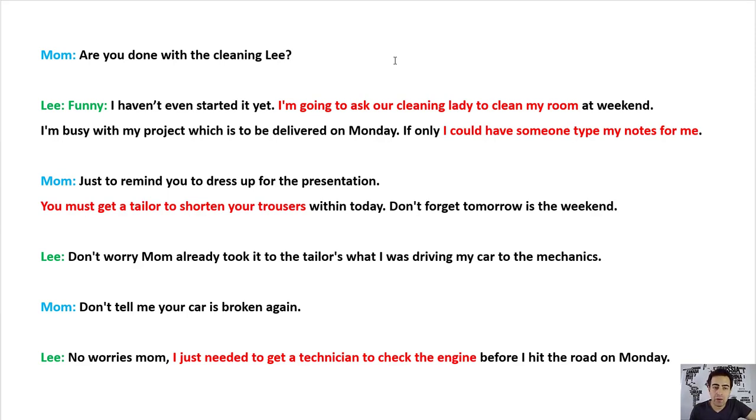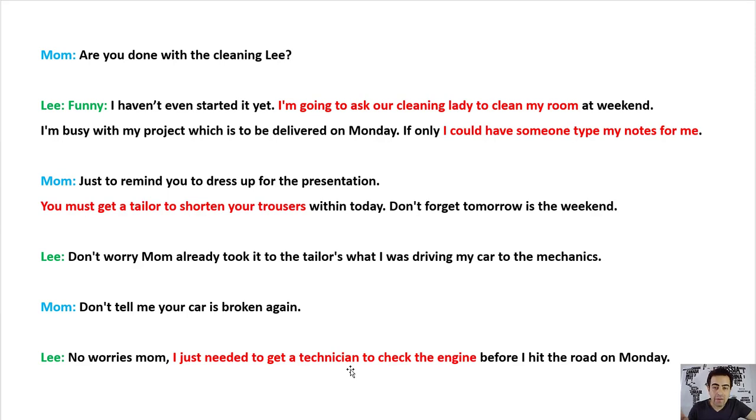All right, everyone, now you can see the sentences are in the red font. The first one is, "I'm going to ask our cleaning lady to clean my room." The next one is after "if only": "I could have someone type my notes for me." Someone type my notes. All right, next one: "You must get a tailor to shorten your trousers." And the last sentence: "I just needed to get a technician to check the engine."